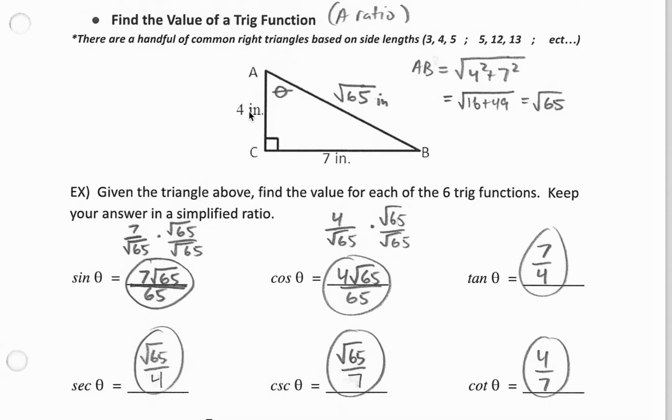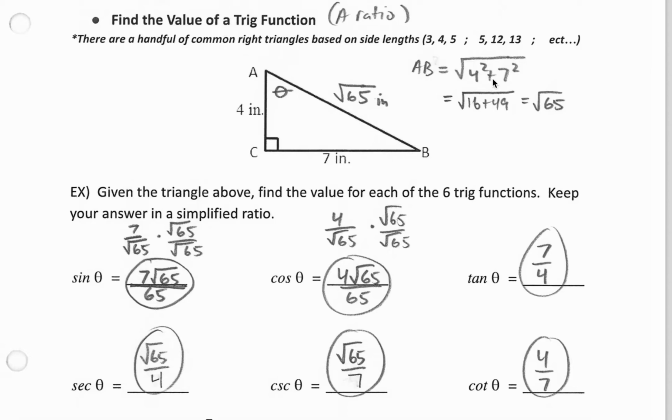So 4 squared is going to be 16, 7 squared is 49. Add those squares and we get 65. So the hypotenuse length must be the square root of 65. Keep it in that radical form. We don't want to use the decimal form and approximate it. This is the most accurate way to represent that length.